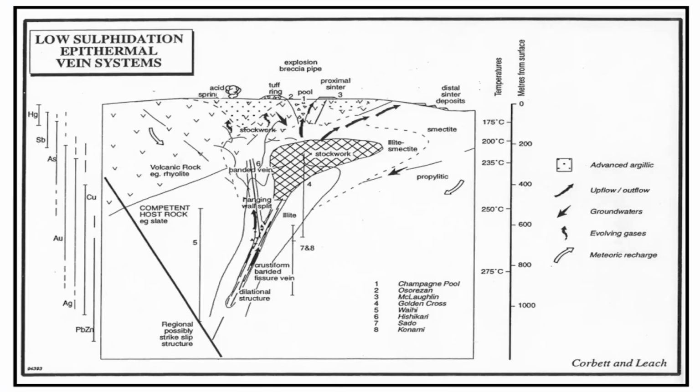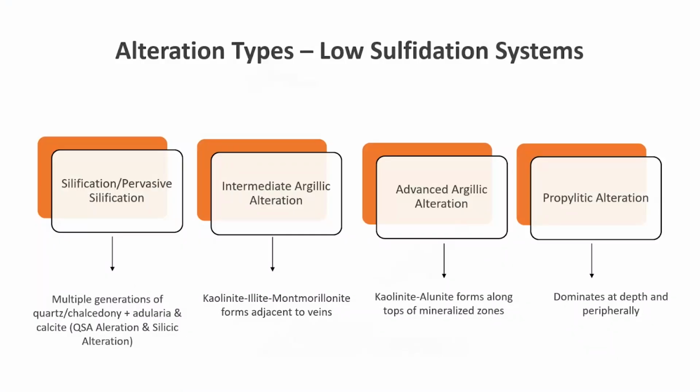So you can see at the top there the tuff ring, with proximal sinters right in the middle. And you can see the upflow and outflow shown by those black arrows, and the white arrow for meteoric recharge. So moving on, the alteration types of low sulfidation systems.